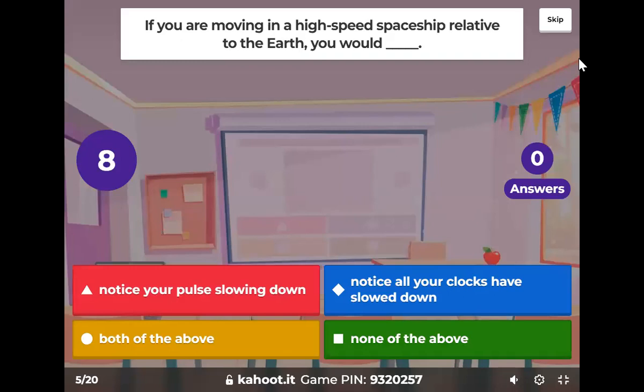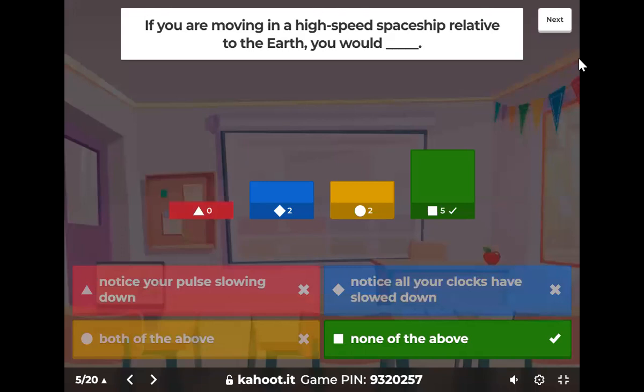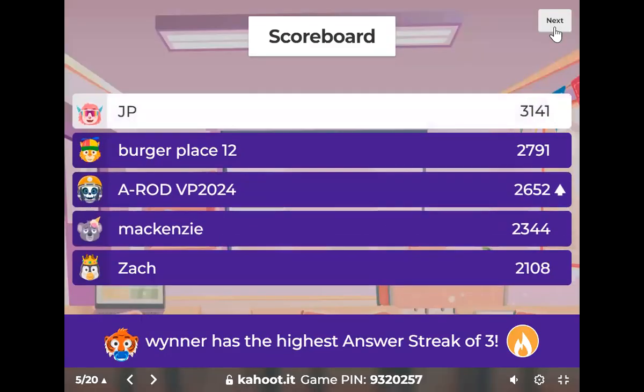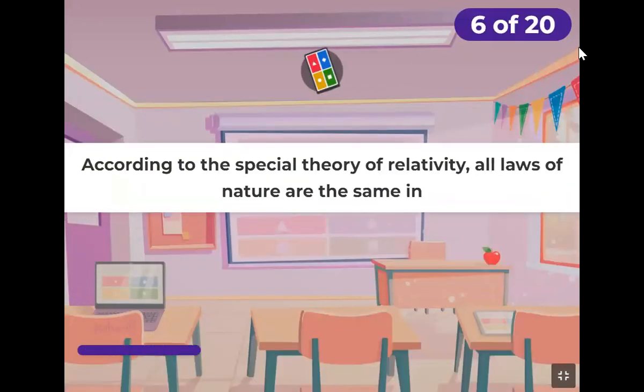If you're inside the ship yourself, all along for the ride, you don't notice anything weird about your own locality. For clocks to slow down, that takes Earth twin observing rocket twin, looking through a telescope. As long as you're on board the ship, everything is perfectly fine in your own locality. All right, got Zach, Mackenzie, A-Rod, Burger Place, JB. According to special theory of relativity, all laws of nature are the same in.